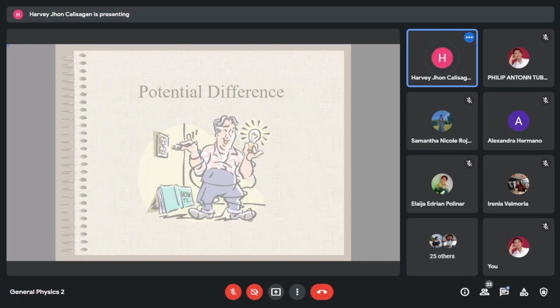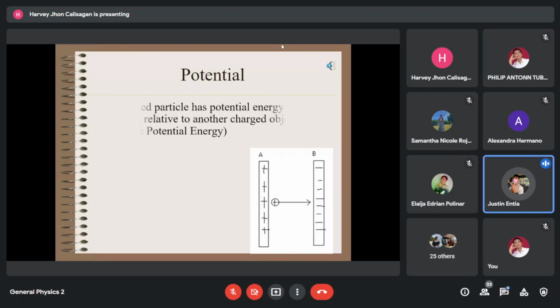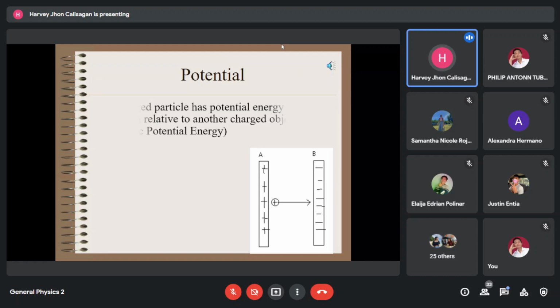Okay, does anyone have an idea about potential difference? Or what is potential difference? Me, sir. Okay, that's Steve. Potential difference is the difference in the amount of energy that charge carriers have between 2 points in a circuit. Okay. So potential difference is about the charges at the 2 points of its circuits. Is that what you meant?